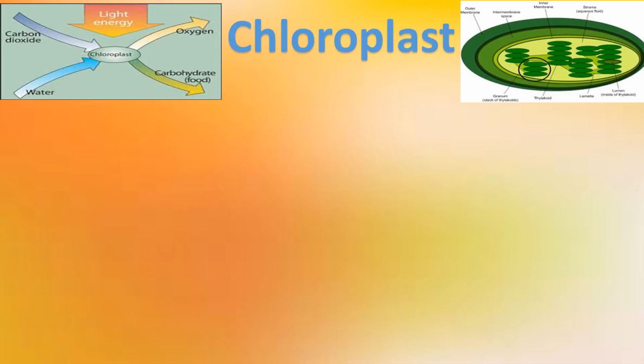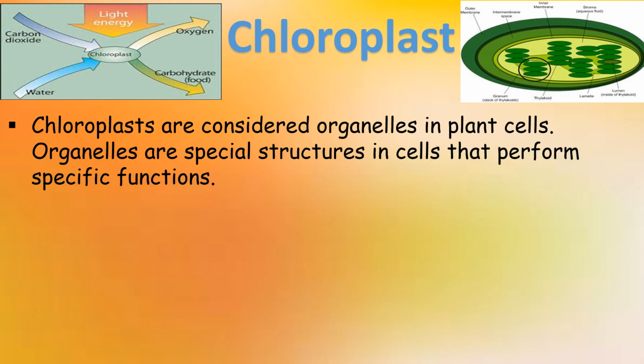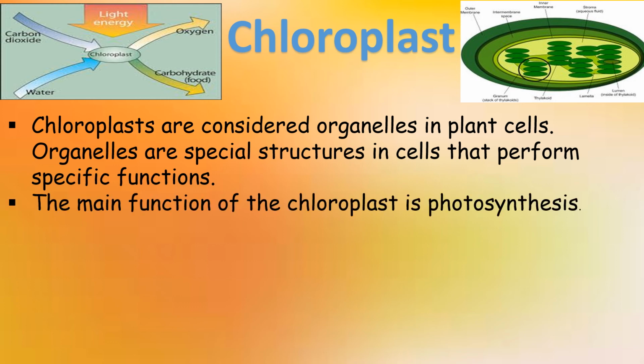Chloroplast. Cells of the green parts of plants, especially the leaves, contain another very important organelle. Do you know that? It's the chloroplast. Chloroplasts are considered organelles in plant cells. Organelles are special structures in cells that perform specific functions. The main function of the chloroplast is photosynthesis. Chloroplasts absorb light energy to make food in the process of photosynthesis.